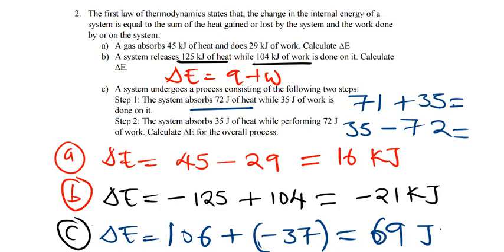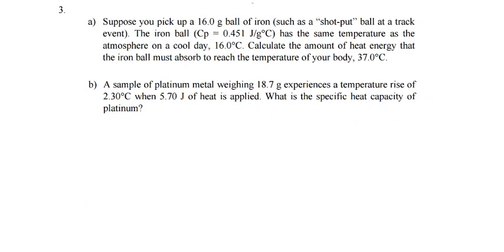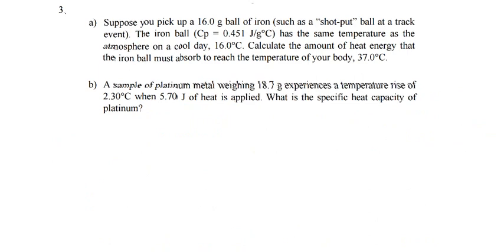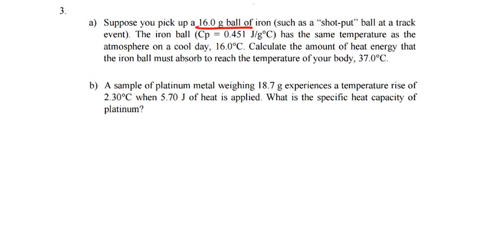So this is what we have for question 2. Question 3. Suppose you pick up a 16-gram ball of iron, such as a shot put ball, at a track event. Now the iron ball has the same temperature as the atmosphere on a cool day, 16 degrees Celsius. Calculate the amount of heat energy that the iron ball must absorb to reach a temperature of your body, 37 degrees Celsius.